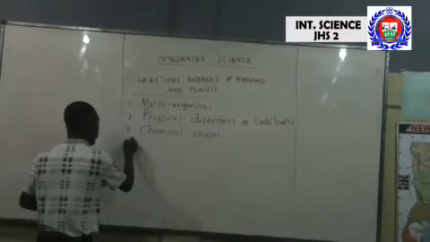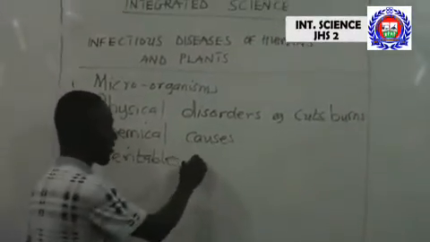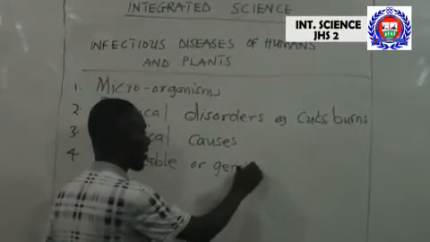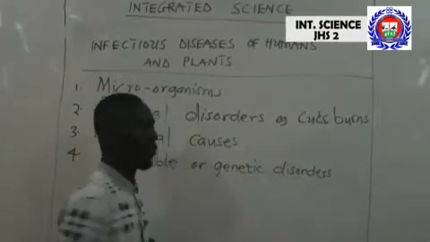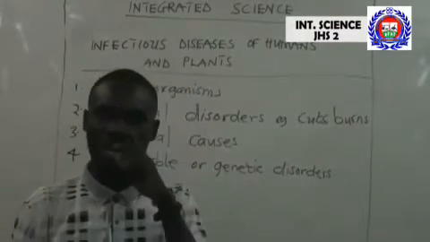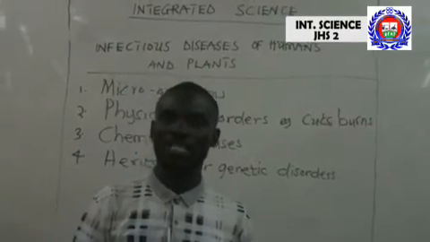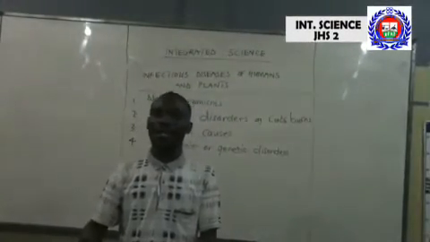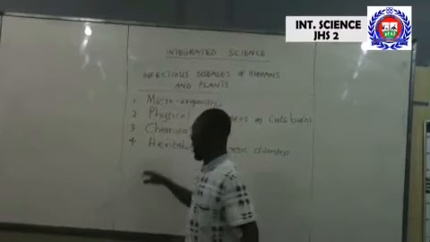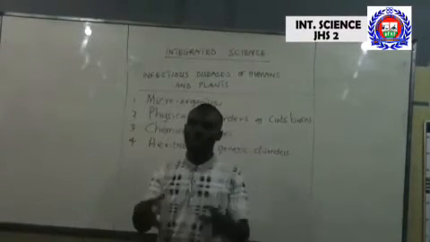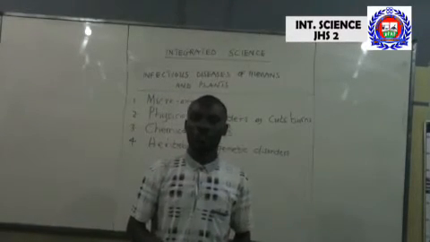The next one, we are looking at heritable or genetic disorders. When we say heritable, something which is being inherited from parents, the transfer of certain genetic material from parents to their offspring. That is what we call heritable. An example of heritable or genetic disorders is the sickle cell.